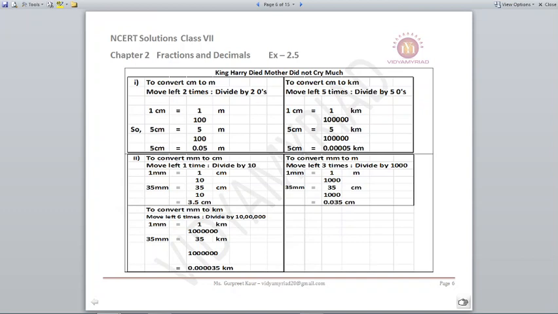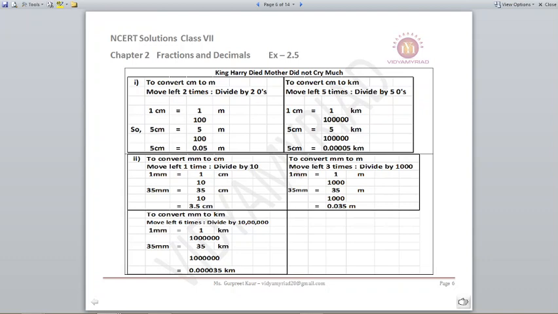Okay. Next is to convert millimeters to centimeters. In order to convert millimeters to centimeters, how many steps do I need to move? Whether right or left? I will be moving left only one time. So that is divide by 10. So 35 millimeters will be equal to 35 upon 10 centimeters, or I can even say it as 3.5 centimeters.